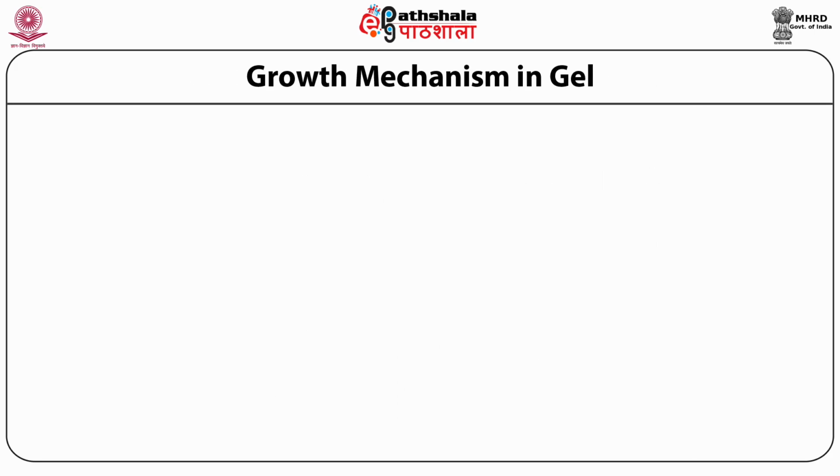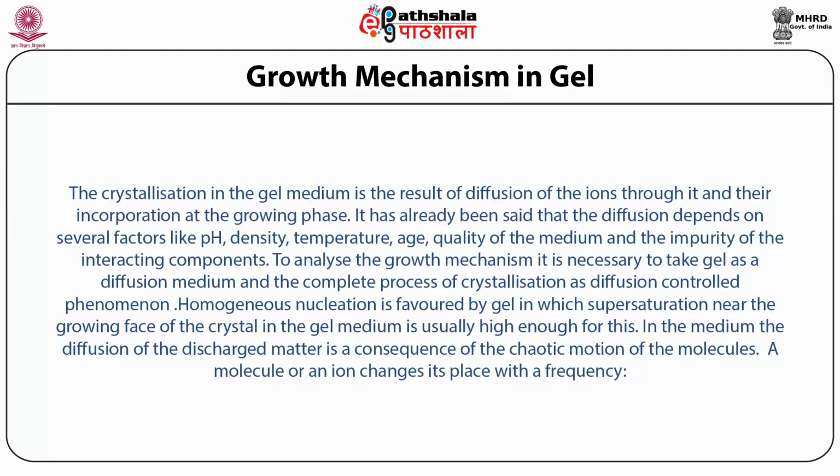Growth mechanism in gel. The crystallization in the gel medium is the result of diffusion of the ions through it and their incorporation at the growing phase. It has already been said that the diffusion depends on several factors like pH, density, temperature, age, quality of the medium, and the impurity of the interacting components.